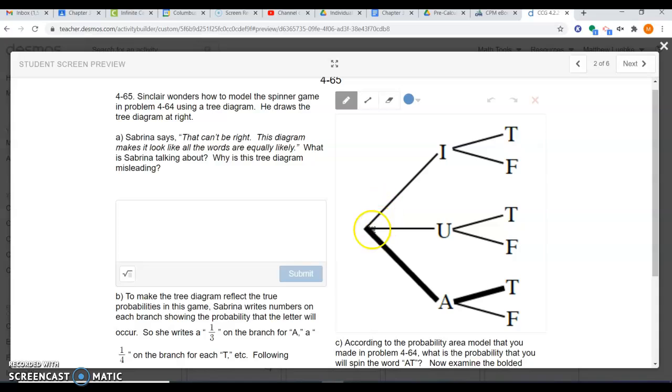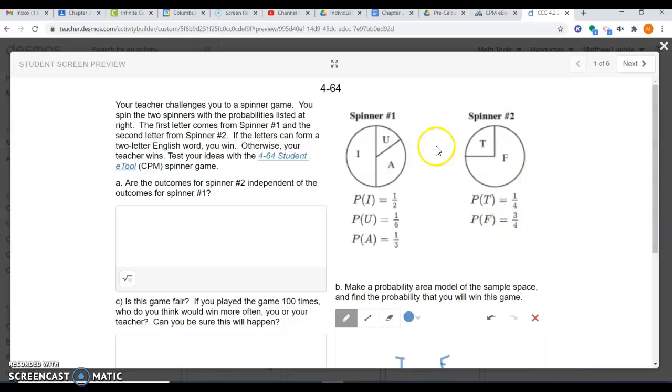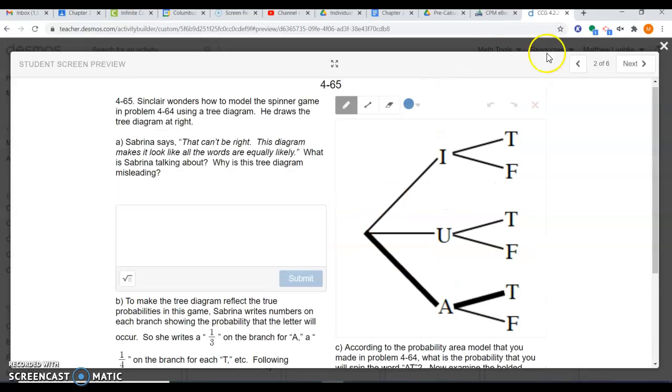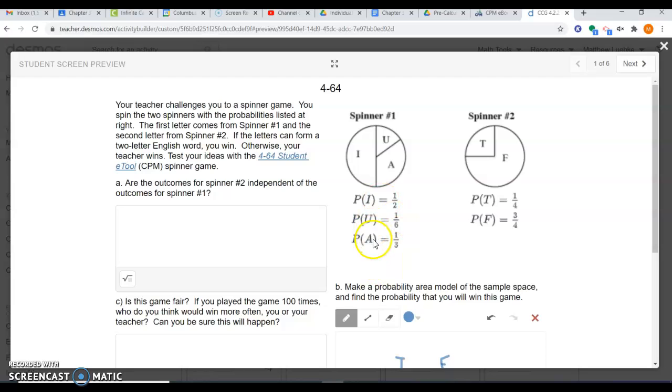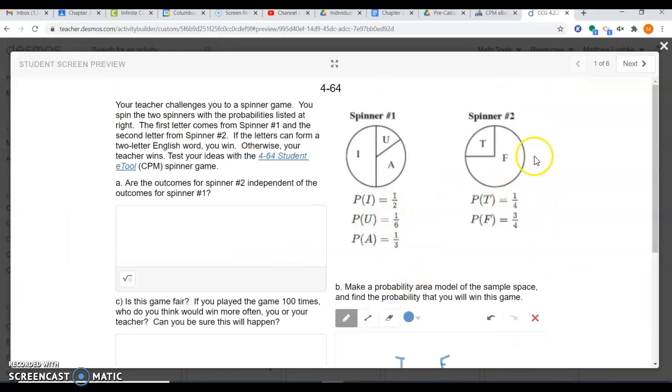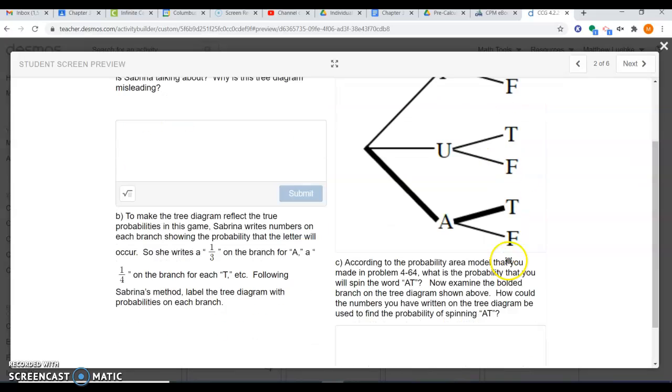Well, she's saying that it looks like I has the same chance as U, which has the same chance as A, and T has the same chance as F. And if we go back, that's not true. They are not equally likely based on the spinners, so we need to change the diagram. What it says here in part B is to use the tree diagram to reflect the true probabilities of the game. So we want to write 1/3 on the branch for A because A had a chance of 1/3. We want to write 1/4 on the branch for T because T had 1/4, and we want to do that for all the T branches.